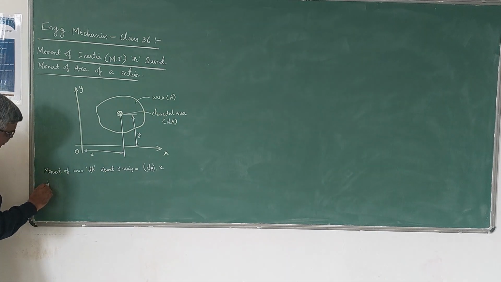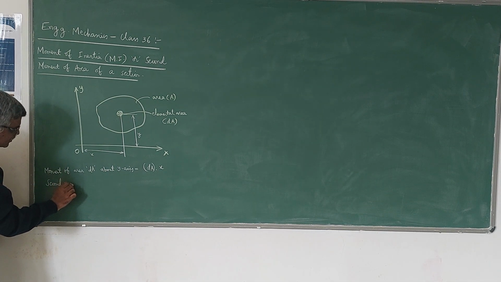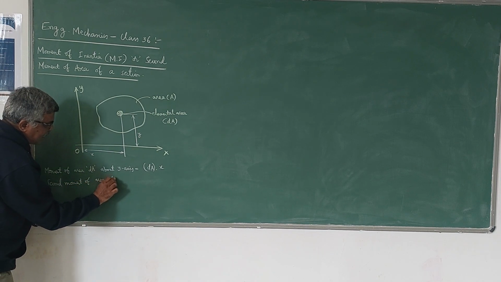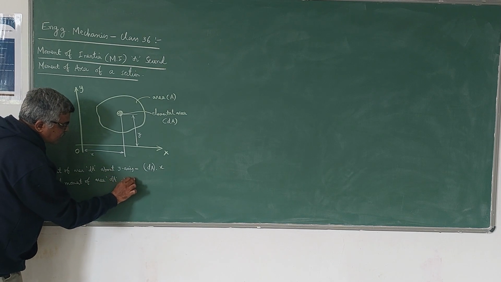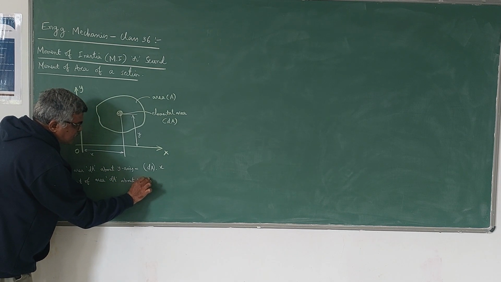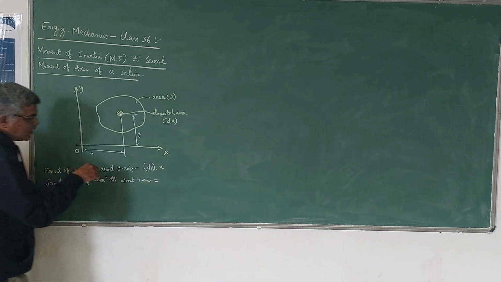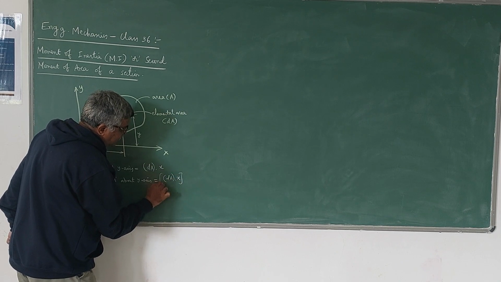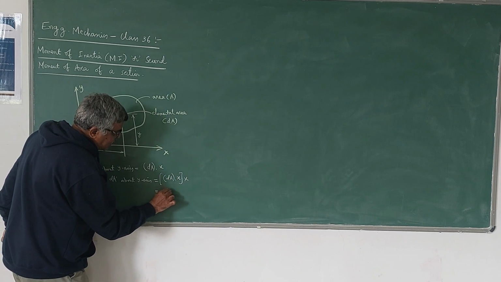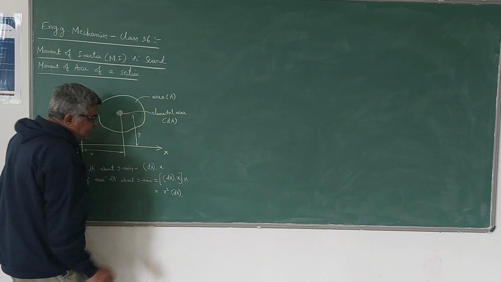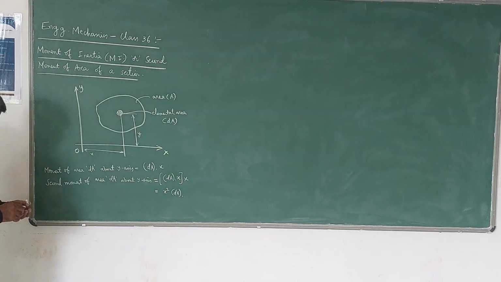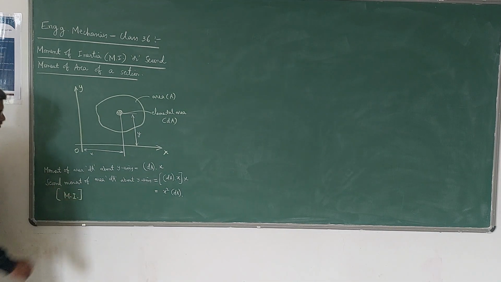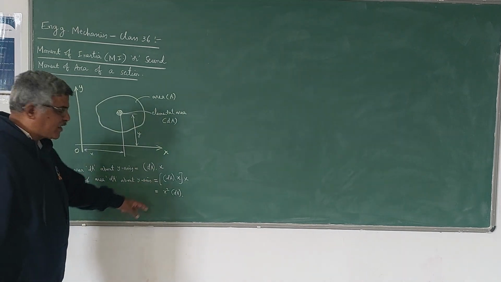Suppose I take the second moment of area, that means once again I have to take the moment. Second moment of area of dA about the y-axis. So the first one is the first moment of area, and this is the second moment of area. Once again you have to multiply this by x. So dA into x into x, that means it is x square dA. x square dA is the second moment of area. This term, second moment of area, is also called moment of inertia. Moment of inertia of the area dA about the y-axis.